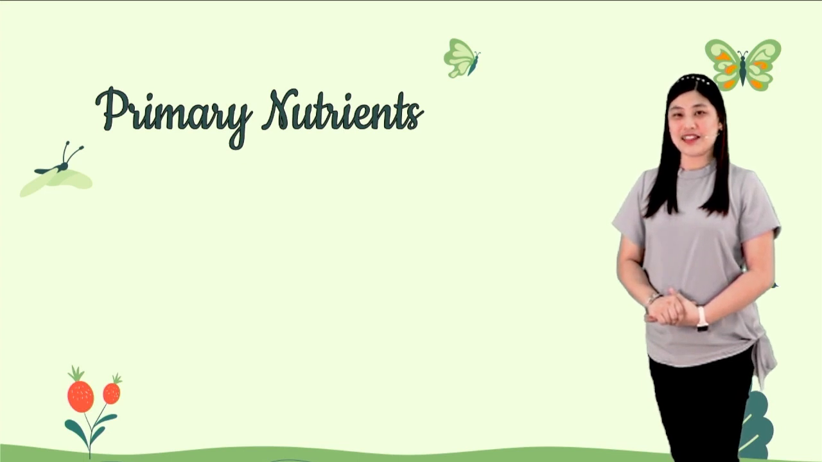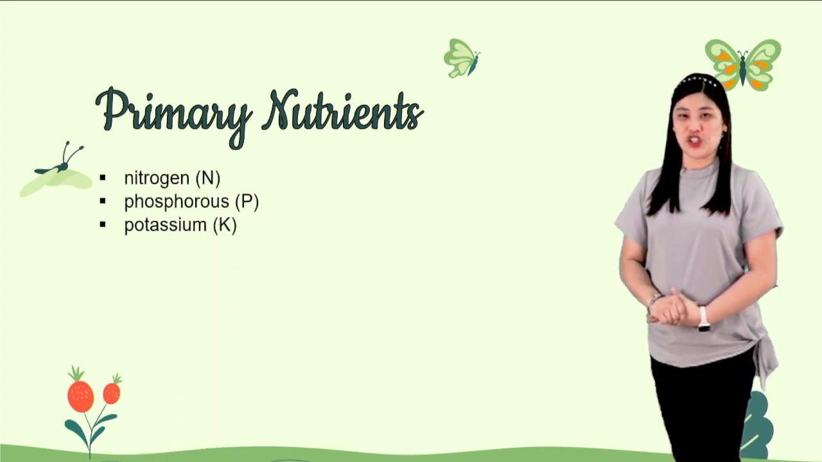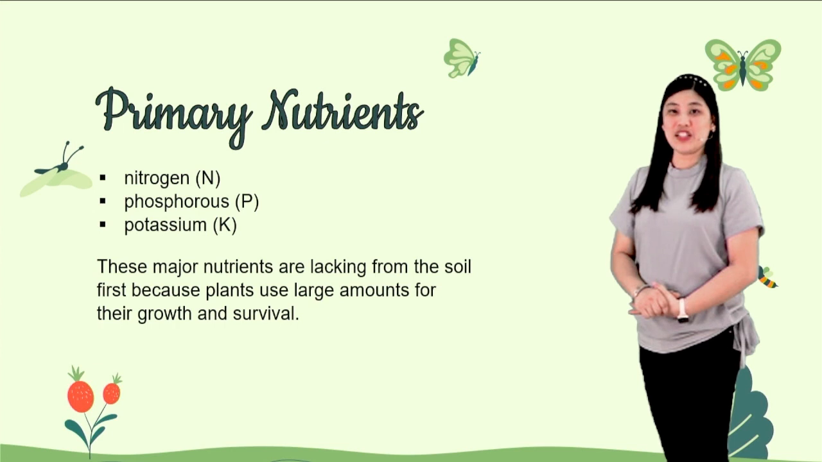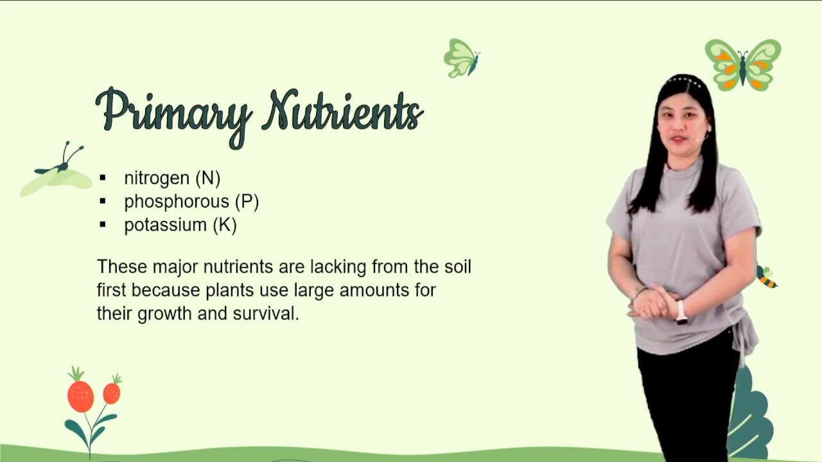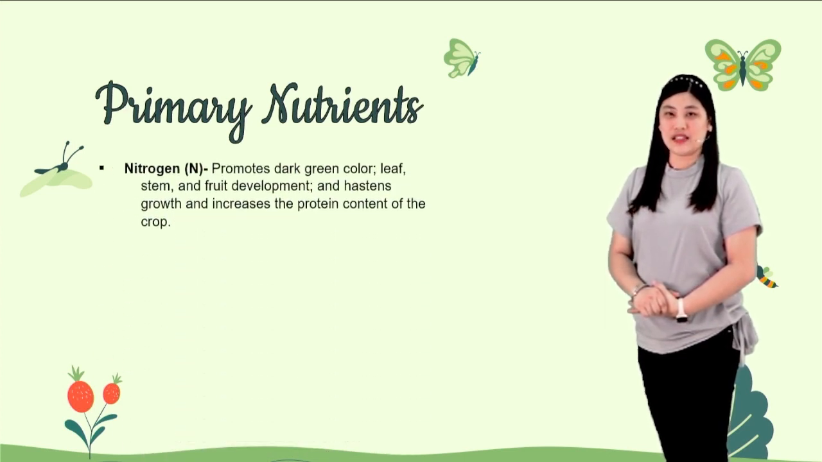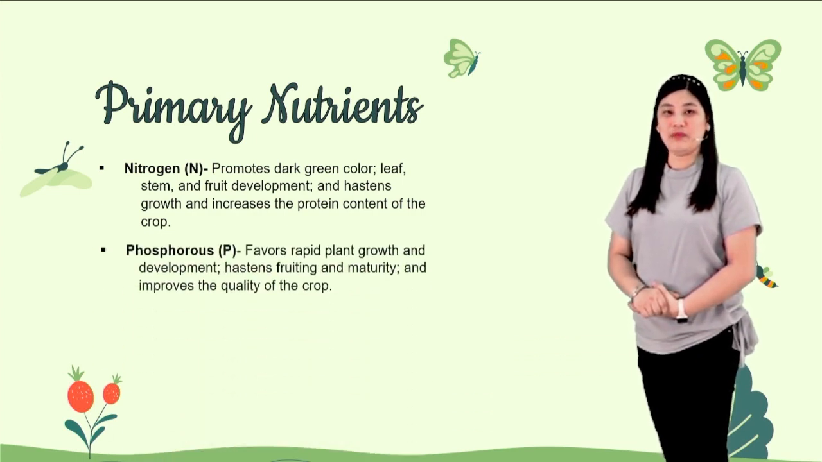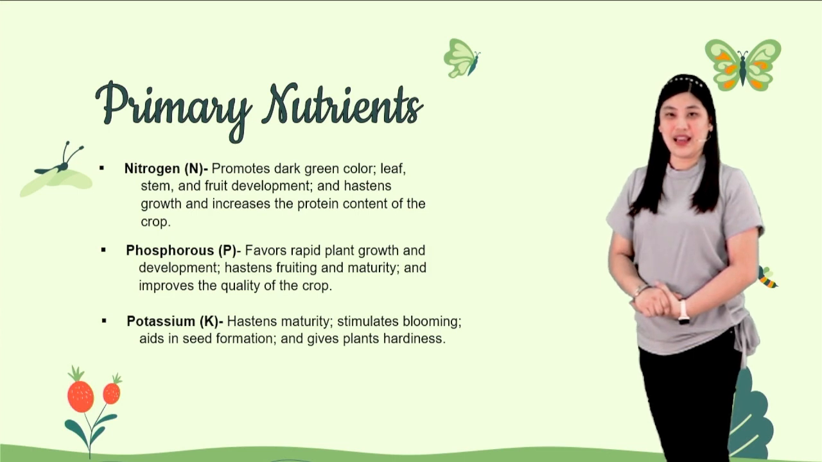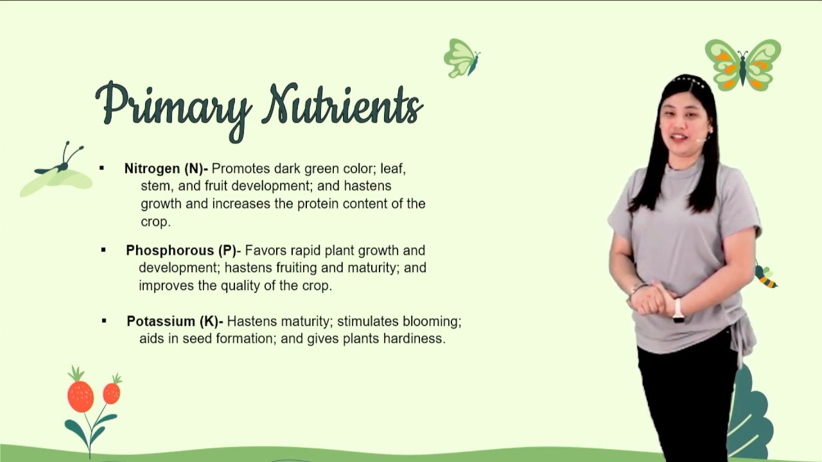The primary nutrients are nitrogen, phosphorus, and potassium. These major nutrients are lacking from the soil first because plants use large amounts for their growth and survival. Nitrogen promotes dark green color, leaf, stem, and fruit development, enhances growth, and increases the protein content of the crop. Phosphorus favors rapid plant growth and development, hastens fruiting and maturity, and improves the quality of the crop. Potassium hastens maturity, stimulates blooming, aids in seed formation, and gives plants hardiness.